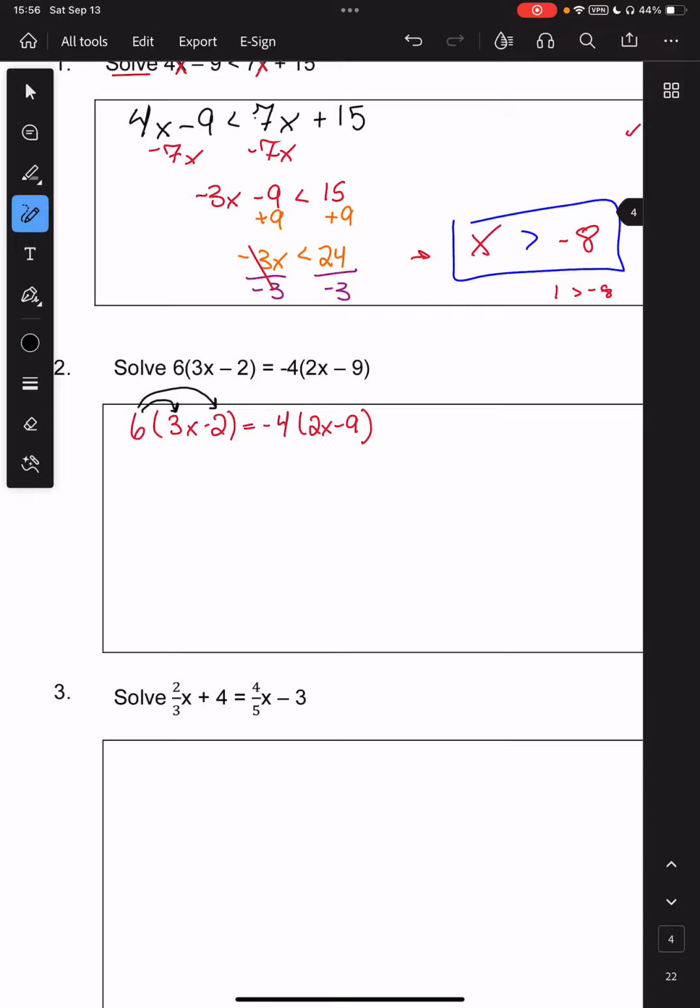So 6 times 3x is 18x. 6 times negative 2 is negative 12. Then we're going to distribute our negative 4 to both the 2x and the negative 9. So negative 4 times 2x is negative 8x, and then negative 4 times negative 9, well, two negatives make a positive. 4 times 9 is 36.